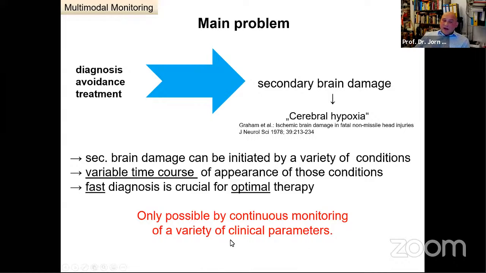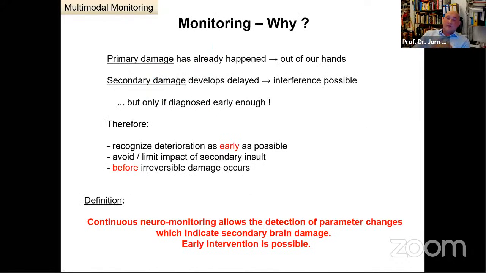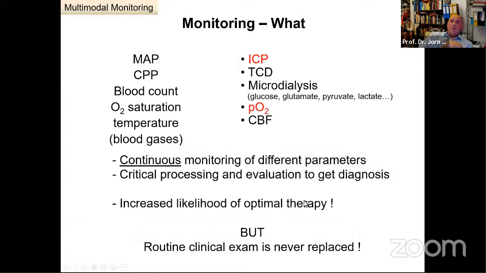And this can only be done by continuous monitoring of a variety of clinical parameters. As I said, primary damage has happened, can't do anything about it. Secondary damage will happen, and we can interfere. But we have to diagnose it. So that means we have to get the diagnosis as early as possible before irreversible damage occurs. So what can we monitor?